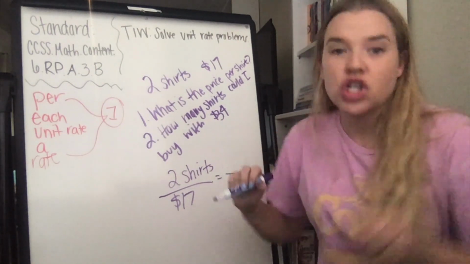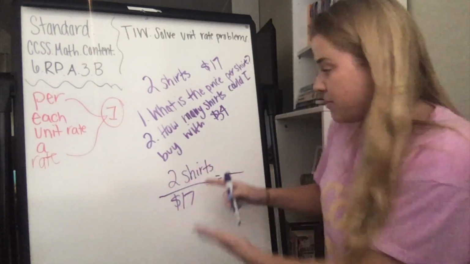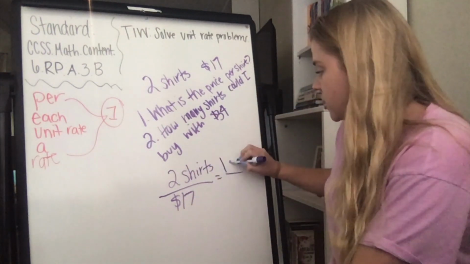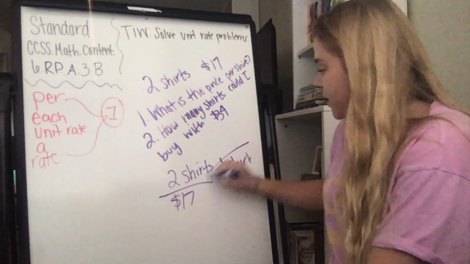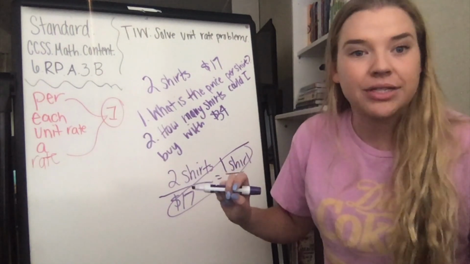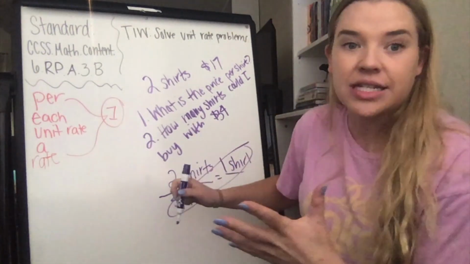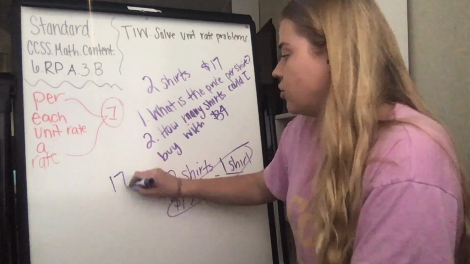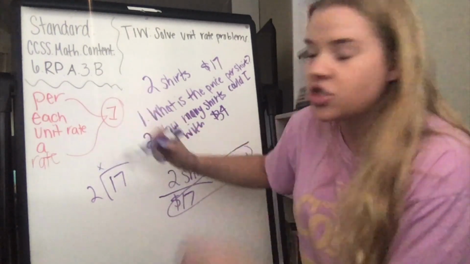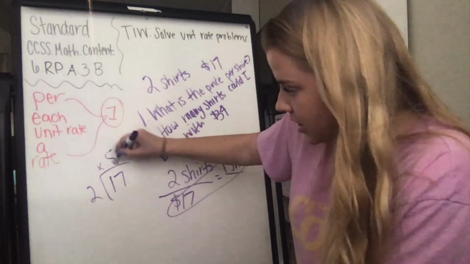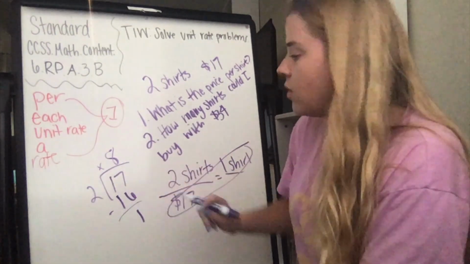Okay, so 1 shirt. I said 1 shirt because it says per shirt, so that means 1 shirt. Where are shirts? In my ratio shirts are on the top, so I have to put 1 shirt on the top to stay with its little shirt friend. Okay, and now I have to multiply across and divide by what's left. So 1 shirt times $17, 17 divided by 2. Can 2 go into 1? No. Can 2 go into 17? Yes. 8 times, 2 times 8 is 16. 17 minus 16 is 1.